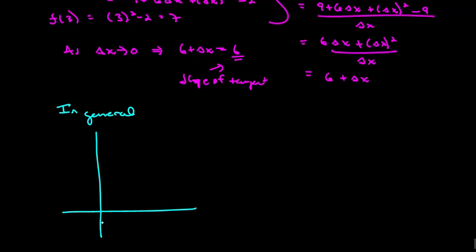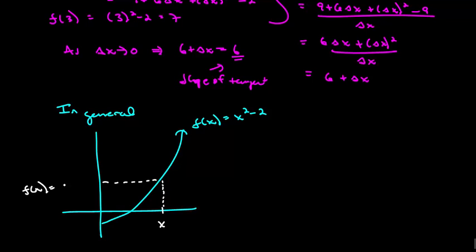Now, in general, what does this guy look like? Well, let's say we didn't have 3, 7, but we just had some random x value. So here's our function again. So let's pick an arbitrary x value. We don't know what it is. Before we called it 3, now we're just calling it x. So that's the same as our 3 in our previous problem. So that's f of x is equal to x squared minus 2.